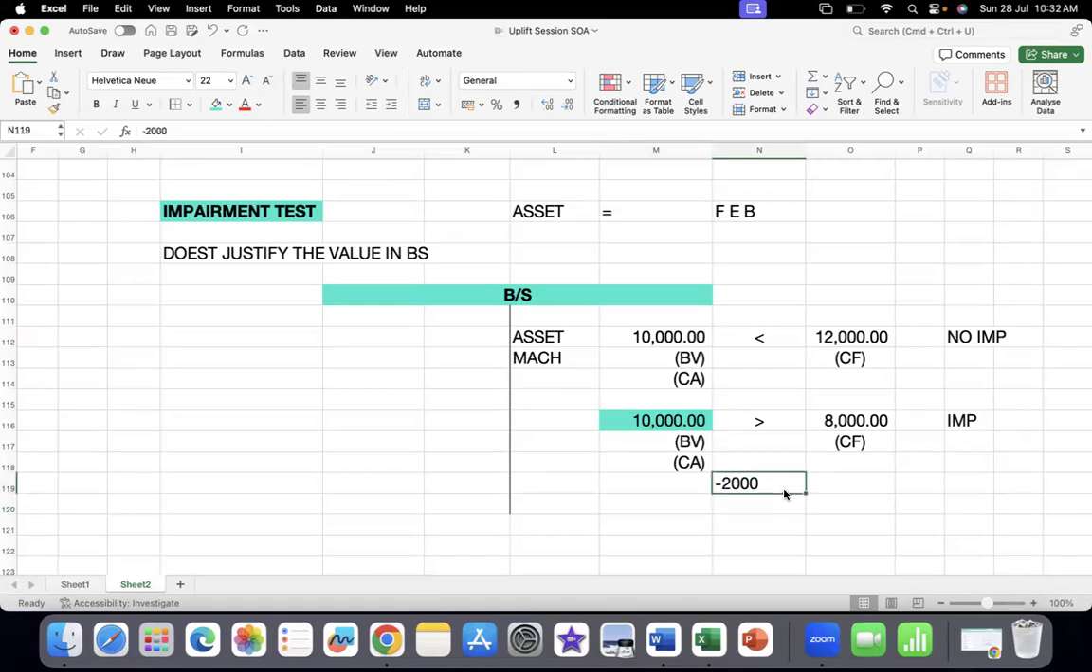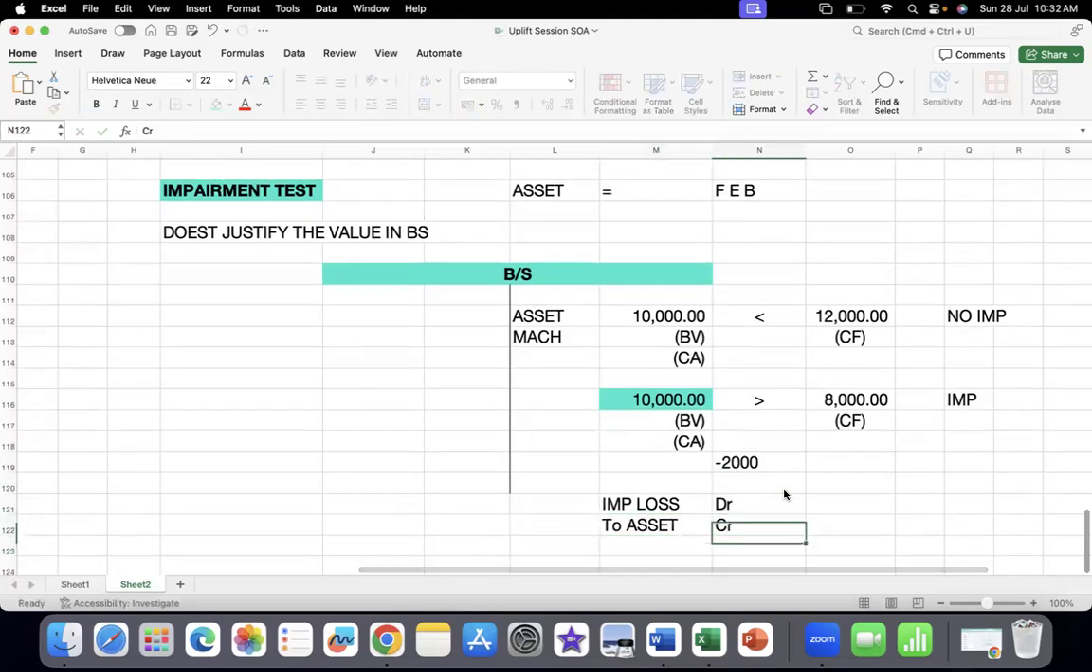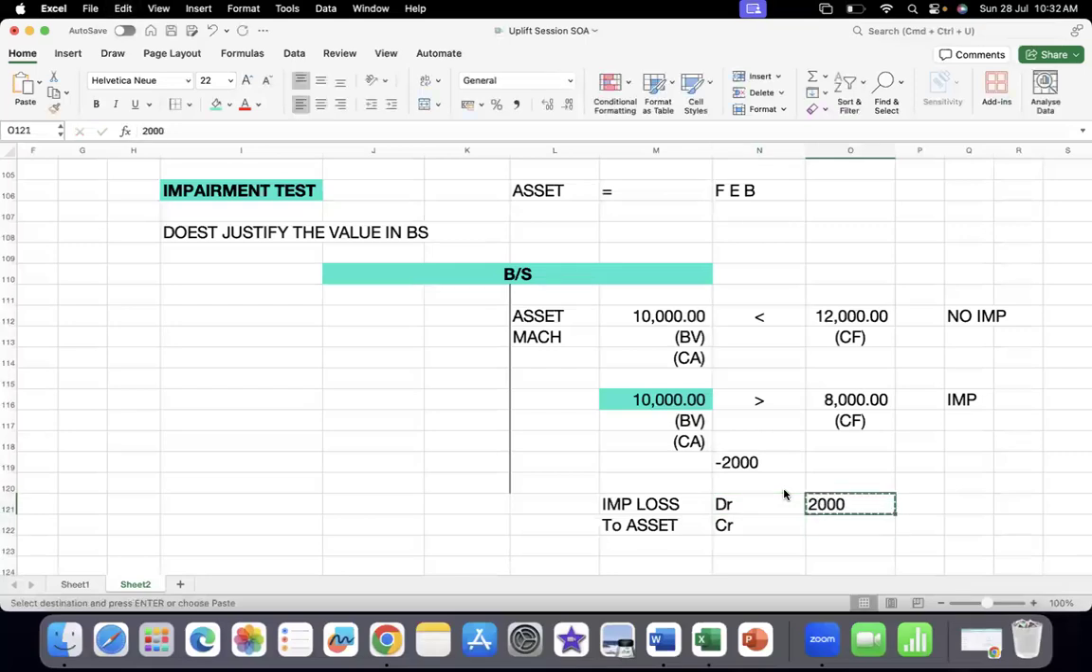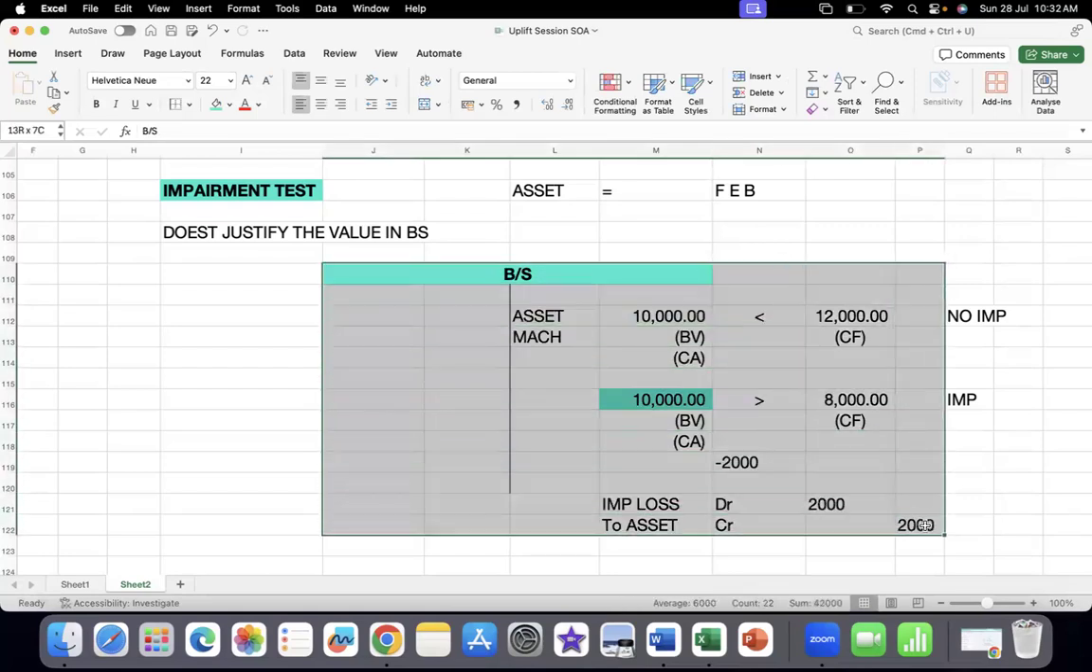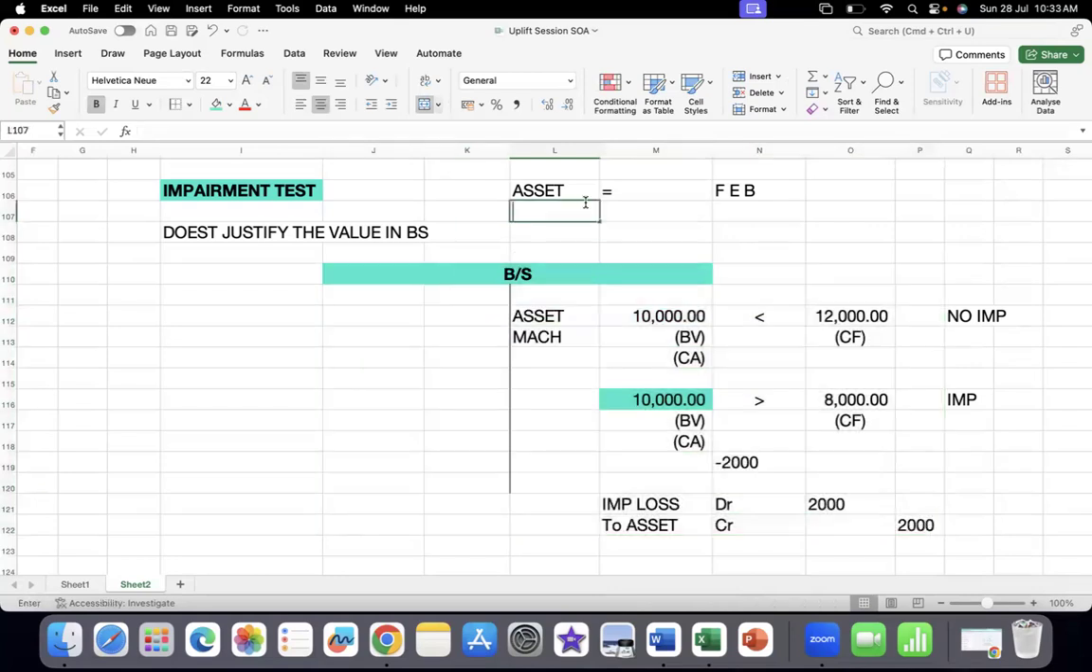Okay. So in that case, what you do is impairment loss account debit, asset up by 2,000. So it is much more logical if you understand it in this way instead of the manner which is written in your notes or any other things. So you need to break it down step by step.